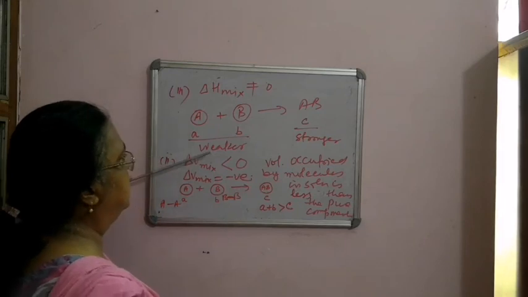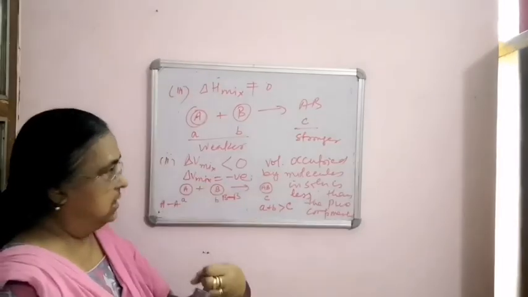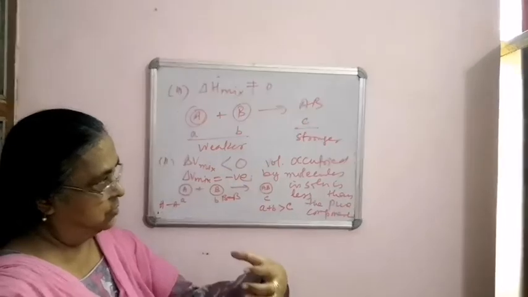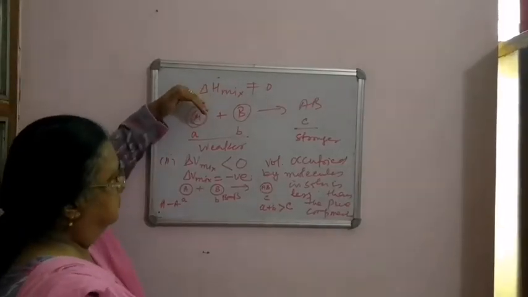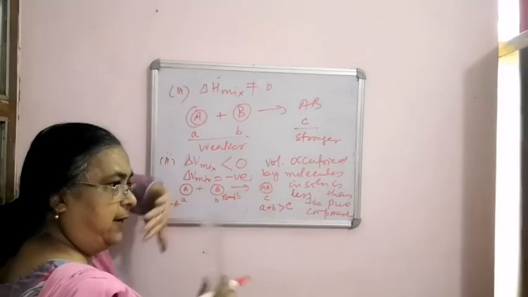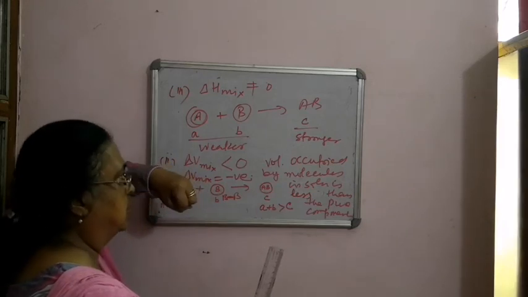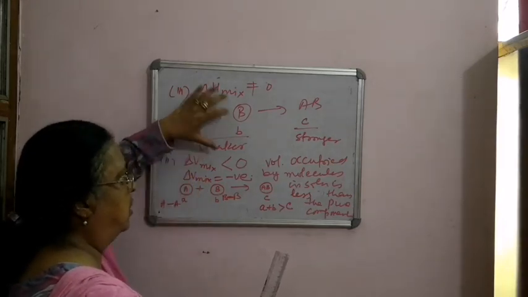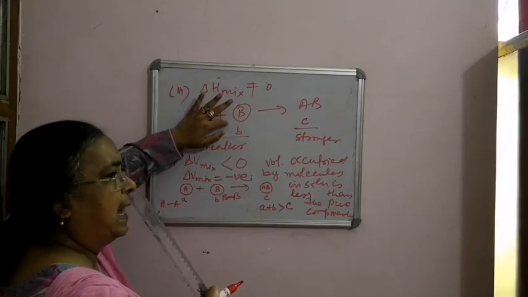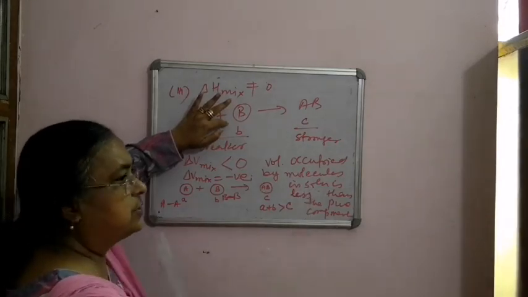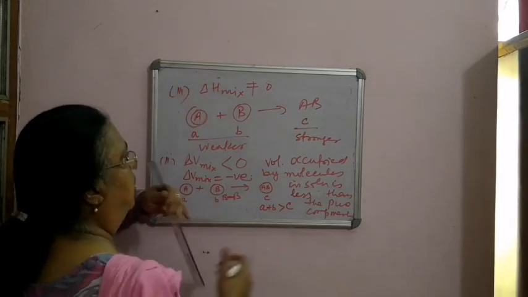So this is weaker, it means what? When A molecules are getting separated, they will absorb less energy. B molecules are weaker, so they will absorb less energy. They are stronger, so what will happen? You know that when a bond gets separated, when force gets separated, molecules are departing, they absorb energy. So the energy absorbed will be less because the interaction force is weaker. Here the interaction force is stronger, so the energy which is evolved, the energy which is given out, will be more.